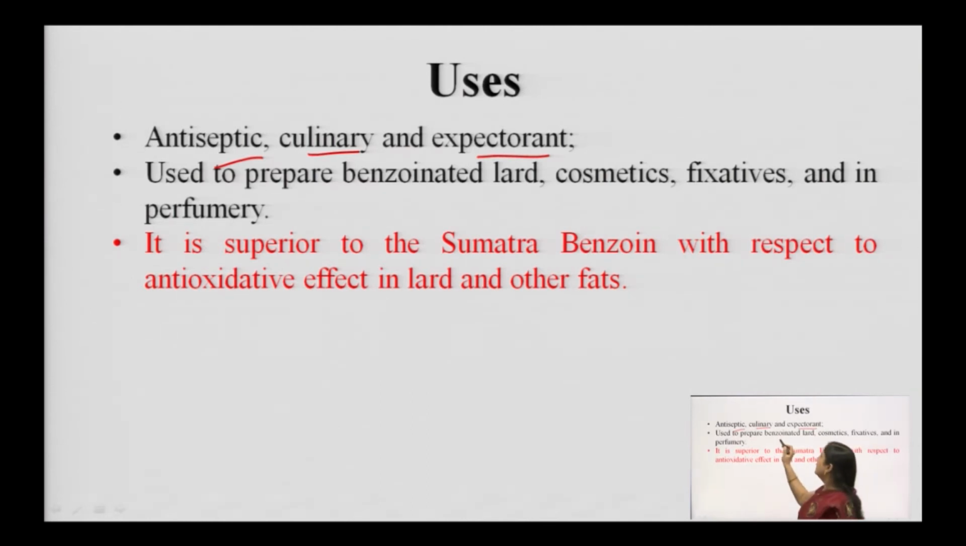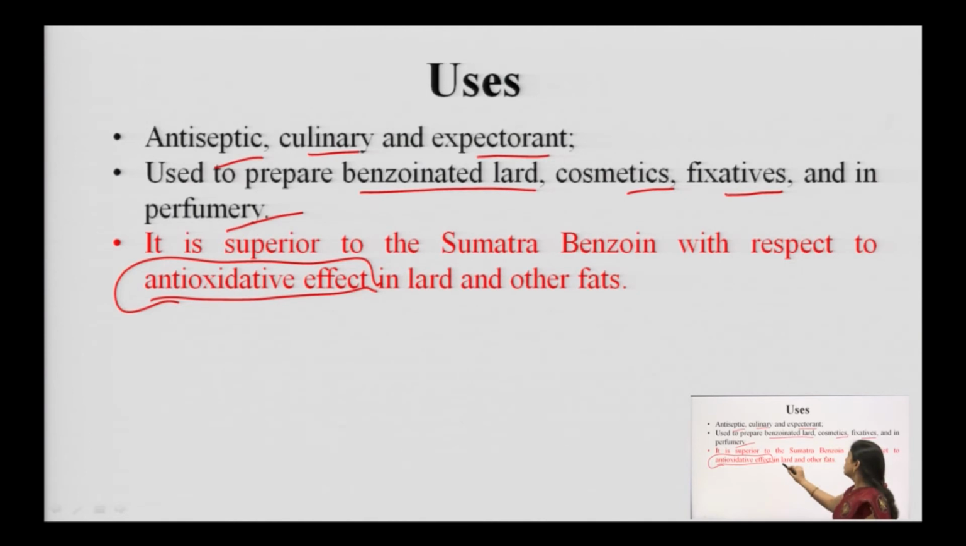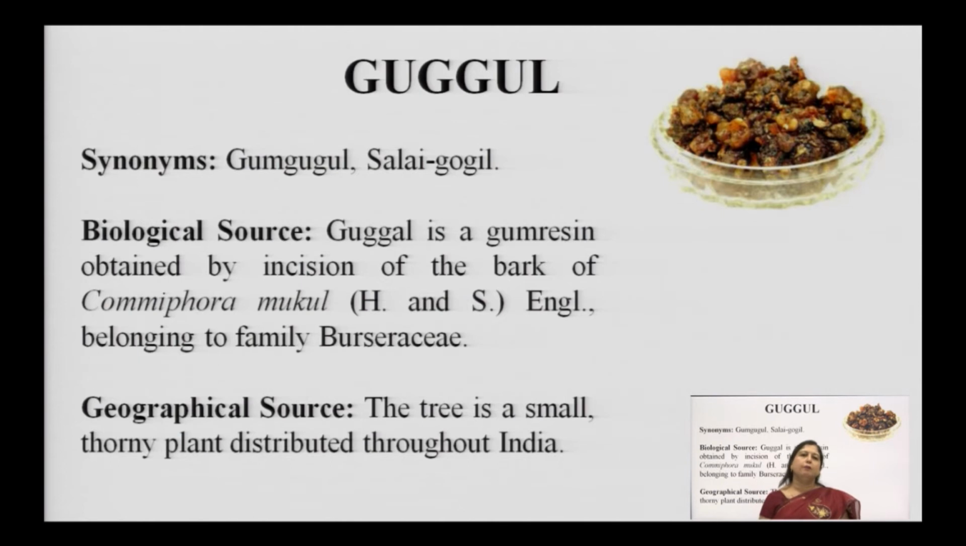Then, same like Sumatra benzoin, it is used to prepare benzoinated lard. In cosmetics, fixatives and in perfumery it is used. Fixatives are generally added when we want to retain the smell of a perfume in any substance. So, it retains the perfume in the particular cosmetic or perfume, and it is superior to Sumatra benzoin with respect to its antioxidative effect. This has been well studied, so it is better antioxidative. So, it can be used in fats and lard more compared to Sumatra benzoin.